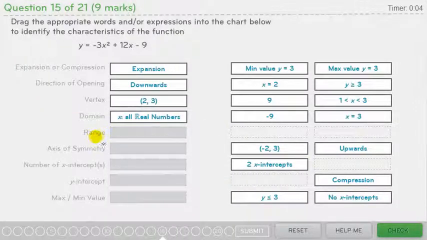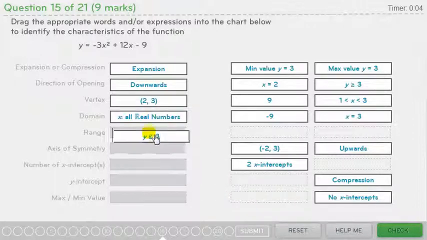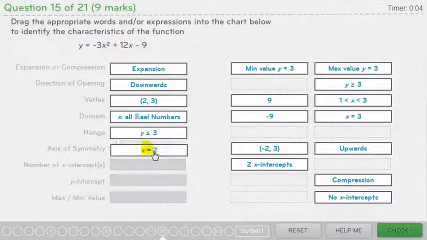Next, we need to deal with the range. If we reference our vertex at the ordered pair 2, 3, we know that 3 is the maximum point. So that means all the points are going to be less than or equal to 3. So our range will be y is less than or equal to 3. The axis of symmetry is always equal to the x value of our vertex, so we'll have x equals 2.